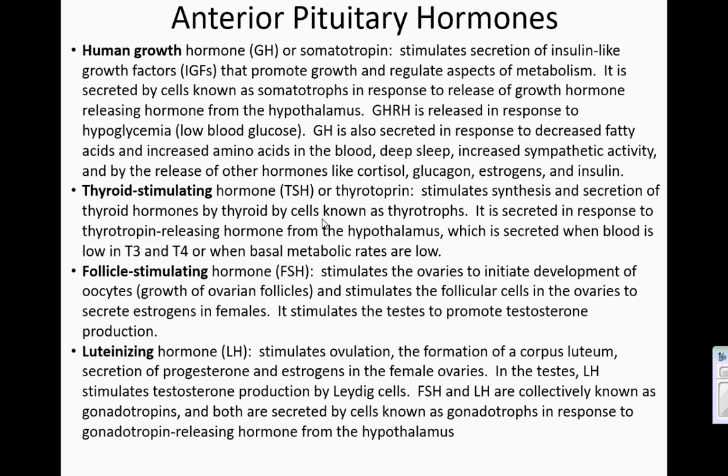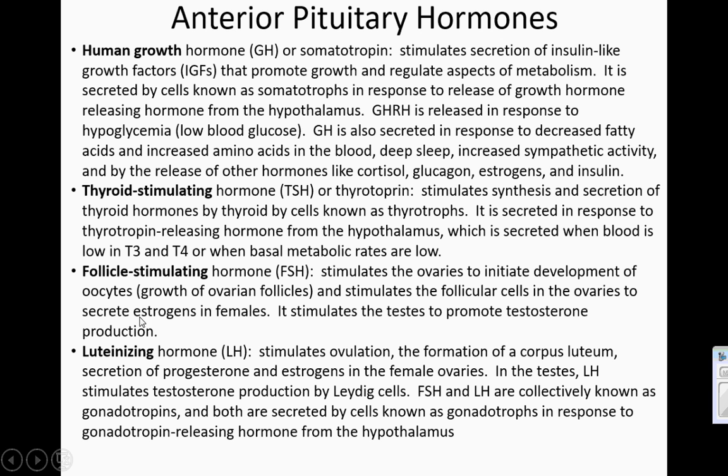These are collectively known as the gonadotropins. They're released by cells called gonadotrophs, which, if you look at the beginning of those words, gonadotropins and gonadotrophs, begin with the word gonad, or gonads, which will be plural because gonads are the egg-producing ovaries in females and the sperm-producing testes in men. That's what they target.